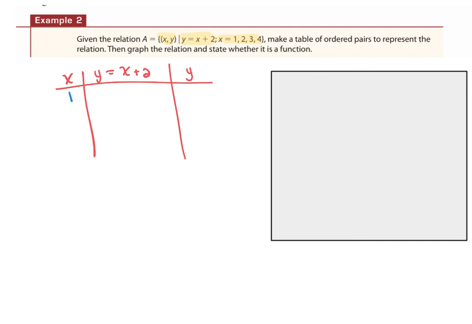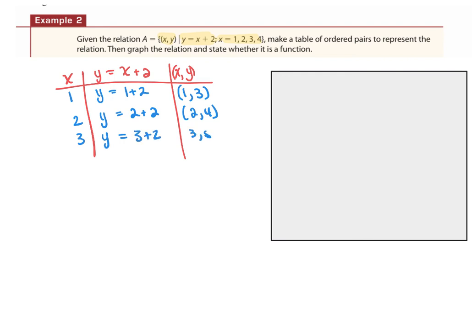So they gave us 1. Well, what you do here is you're just going to plug the 1 in. So when x is 1, y should be 3. And so my ordered pair over here is going to be 1, 3. When x is 2, well, y is going to be 2 plus 2. So my ordered pair is going to be 2, 4. And so when they give you a function, you're literally just going to plug it in to figure out what your ordered pair should be.